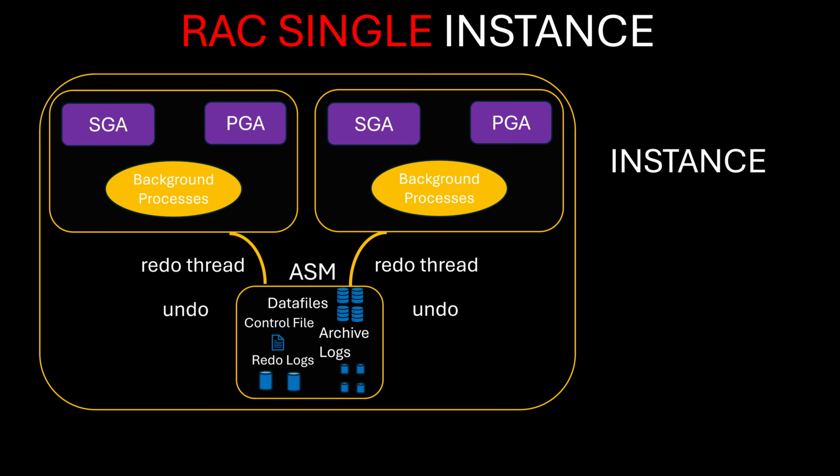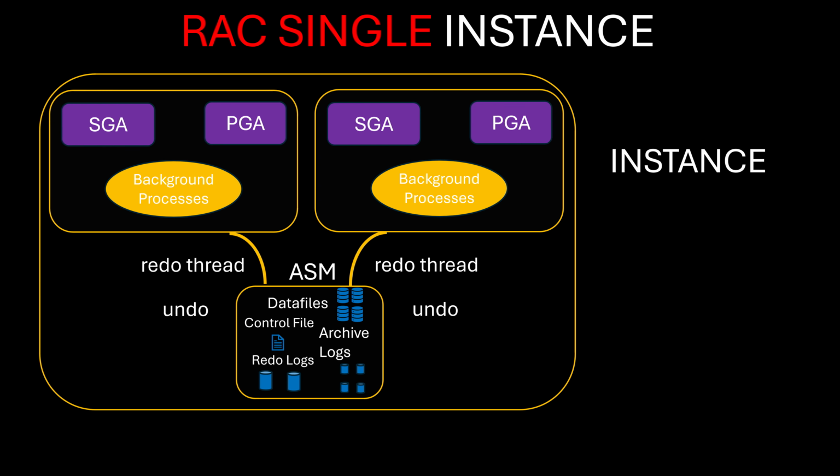Let's talk about undo. Whenever a user modifies data, Oracle stores the before image of those changes inside the undo tablespace. Undo provides read consistency. If another session requests older committed data, Oracle can reconstruct it using undo information. Undo also plays a critical role during recovery. When an instance crashes, Oracle first rolls forward committed transactions using redo and then rolls back uncommitted transactions using undo. This guarantees consistency. Each RAC node maintains its own undo tablespace.